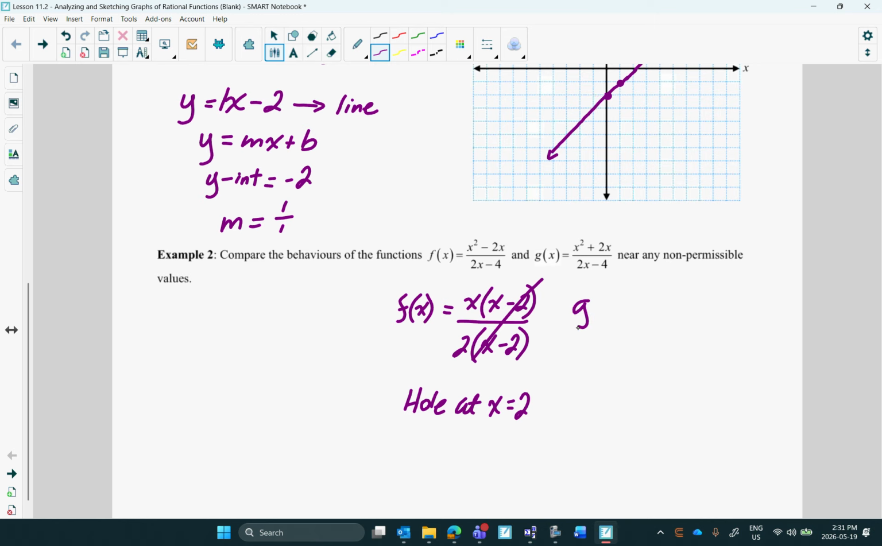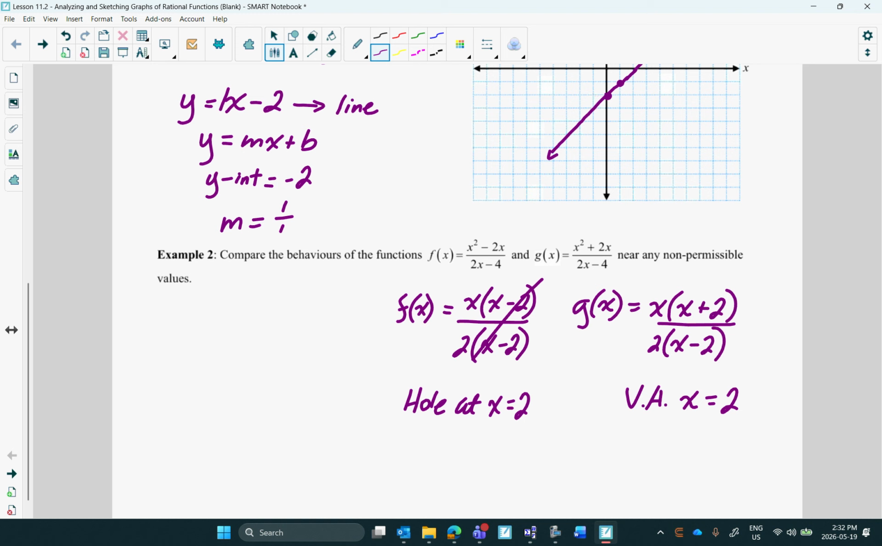For this one, which I factor, I get this, and the bottom is the same. Notice I can't cancel out a denominator. So that means this is still a non-permissible value, it's just now a vertical asymptote. A hole happens when you can cancel it out with a numerator. So you have to keep that in mind when we graph these things.